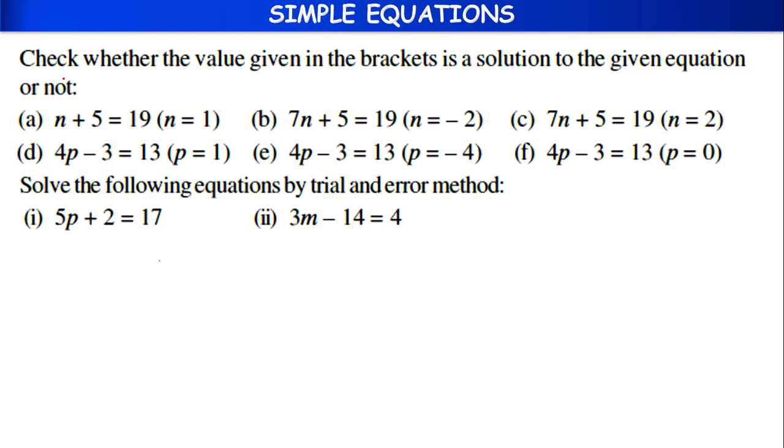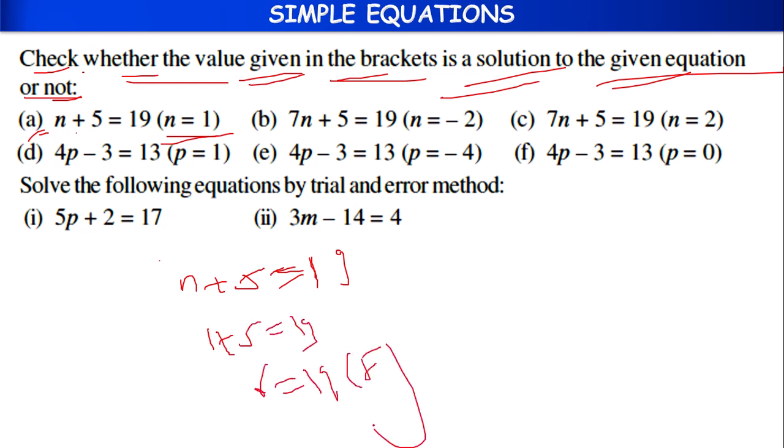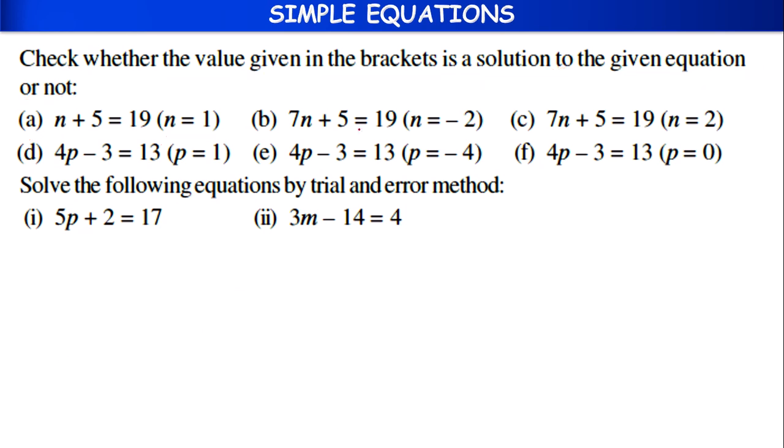Next, children, check whether the given value in the brackets is a solution to the given equation or not. So first equation, n plus 5 equals 19, they have given. This is the equation. In the brackets, n equal to 1 is given. 1 plus 5 equals 19, 6 equals 19, which is false. So it is not the solution.